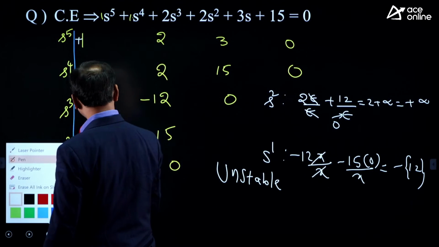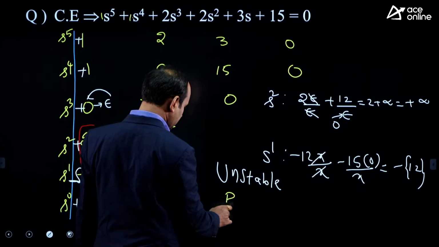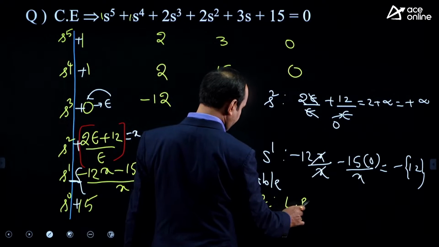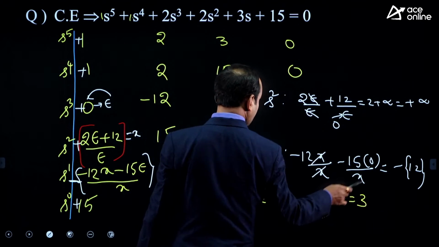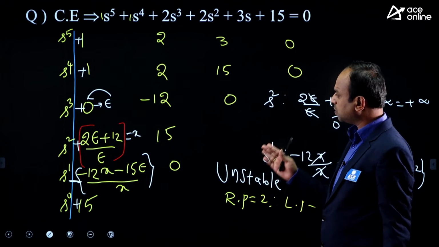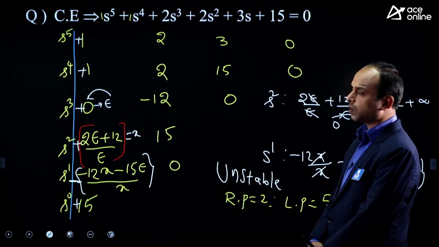Unstable means same. How many sign changes? Positive to negative 1 change, negative to positive 2 changes. So right side poles is 2. Left side poles is how much? Come on, tell me. Now 5 minus 2 equal to 3. This is the method here. Important concept here. For this type of model question you have to solve like this.